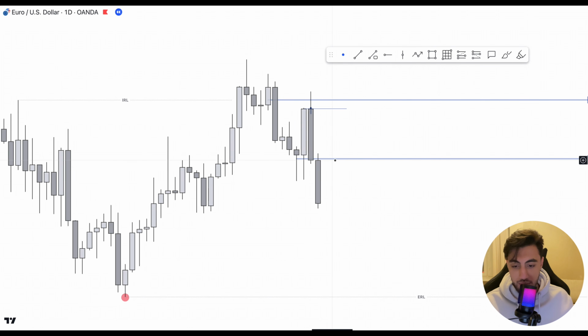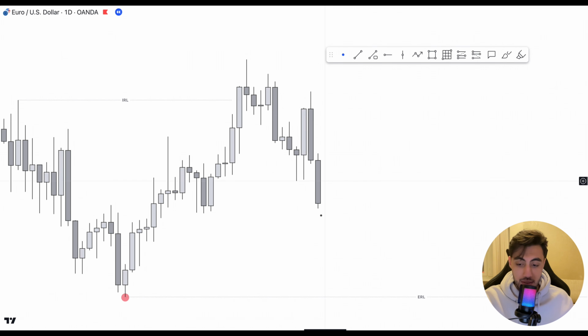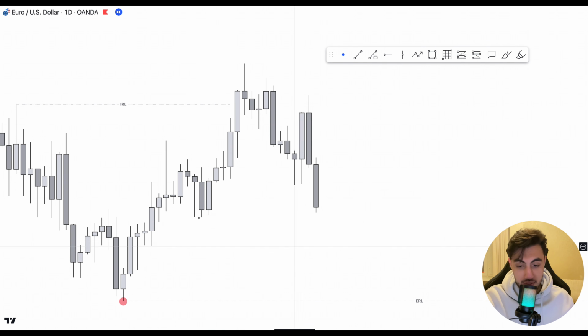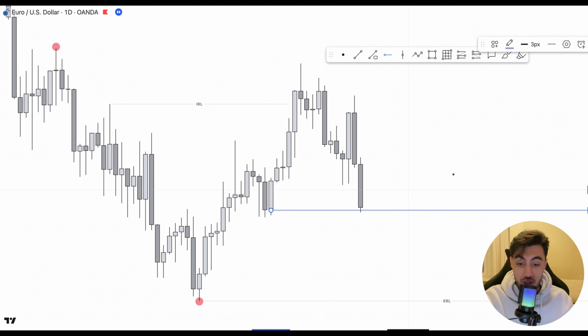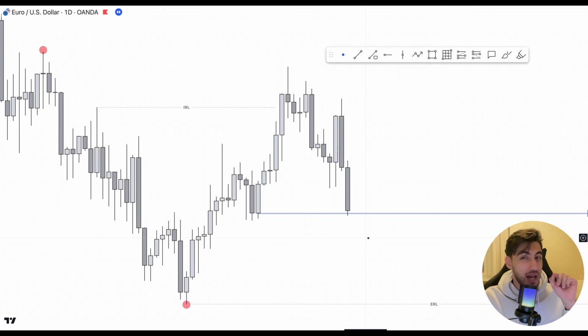So let me see if we can find an example here. What we can see, the market structure still is bearish, but price tapped to this unmitigated wick. This is also a key level, right? This unmitigated wick, but it's an obstacle. So what we can expect is a bullish reaction from here, but it's just a reaction.